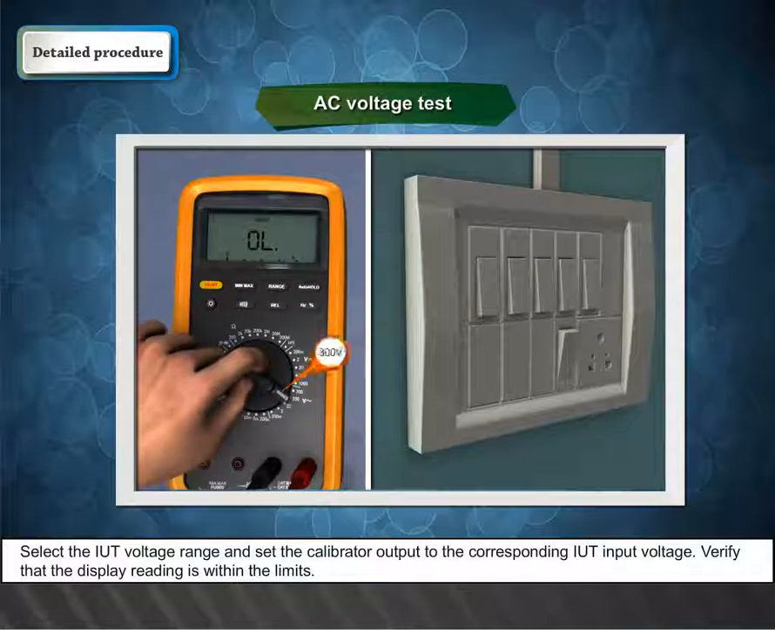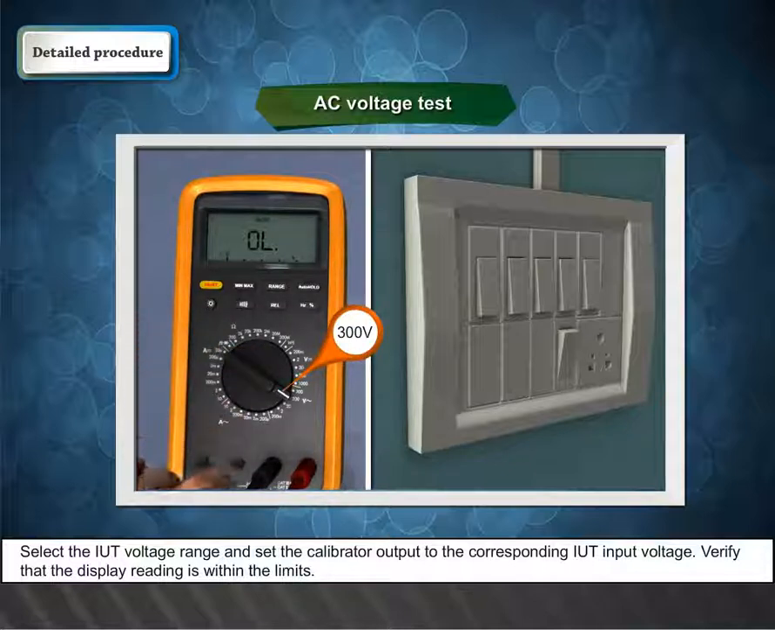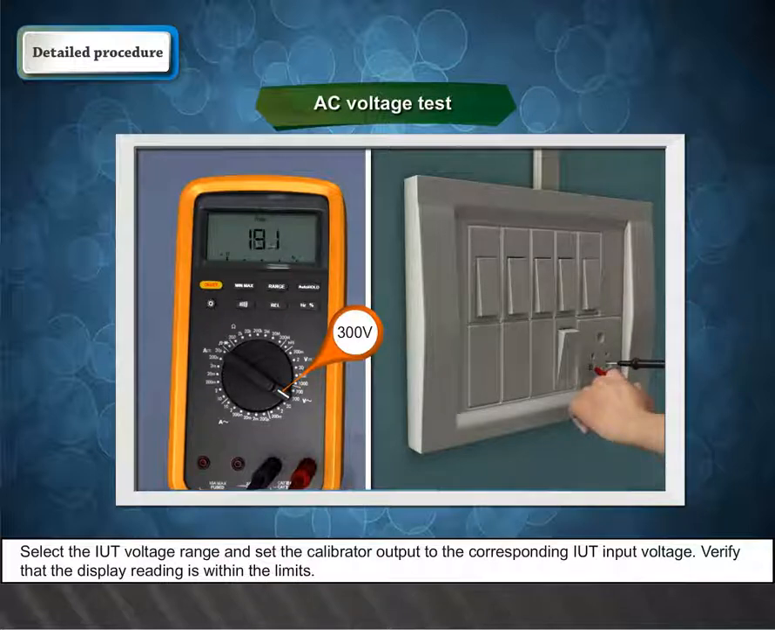AC voltage test. Select the IUT voltage range and set the calibrator output to the corresponding IUT input voltage. Verify that the display reading is within the limits.